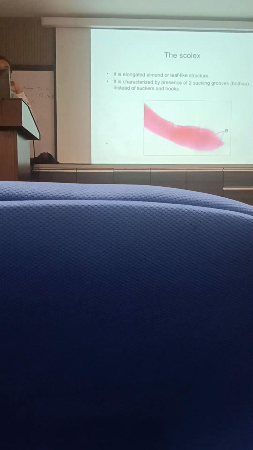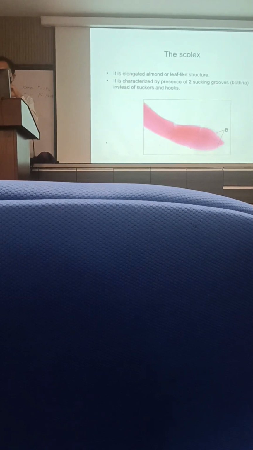But here, instead of suckers, your round suckers like in the trematodes, right? Here it's not really a sucker, it's like a clip, right? This two leaf-like thing with a groove, so it clips, right? So it's called a bothrium.